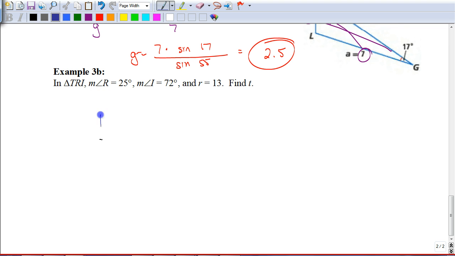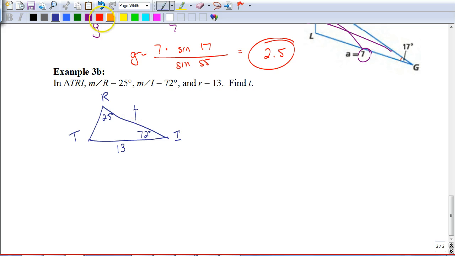Okay, so let's see what you did, or maybe you're waiting to see how to set this up. So what we would do is we would draw a triangle. Again, when you draw a triangle, it's just going to be used as a reference, so it doesn't matter if it's exact here. Call this T, R, and I, where angle R is 25 degrees. Angle I is going to be 72 degrees. Obviously, that's not right as far as my shape is concerned here, but again, I'm just using it as a reference. And side R is 13, so that's going to be across from angle R. And we're trying to figure out what T is. We're trying to find this side over here.